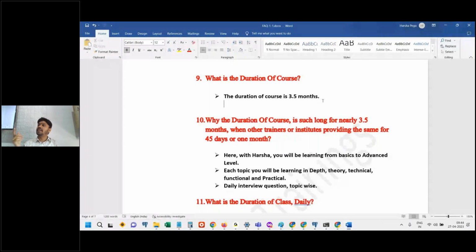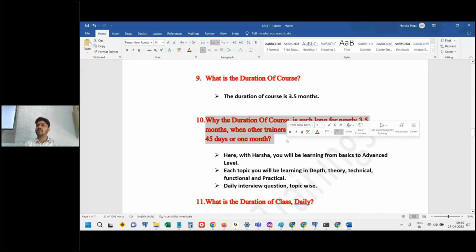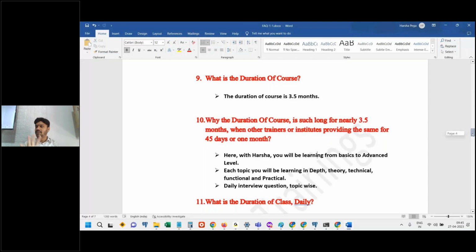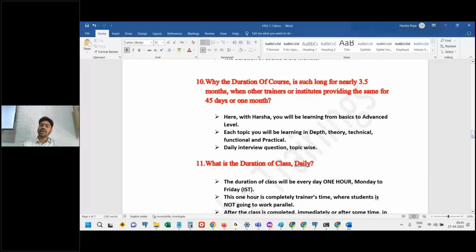That's why you should do revision repeatedly, every 1 week, all of you. Okay, I'll tell you the process again. So why is the duration of the course 3.5 months, when elsewhere you get the same PEGA training within 45 days or 2 months? The reason is very simple.